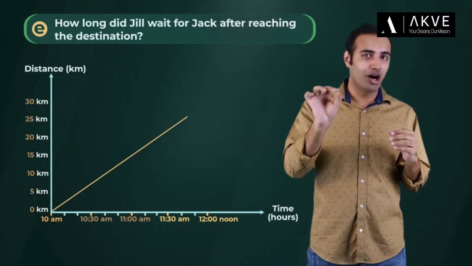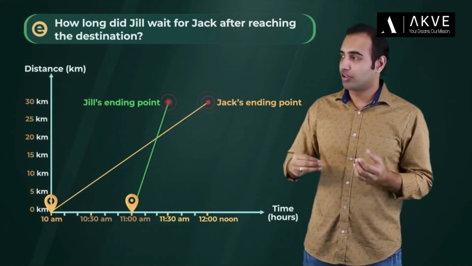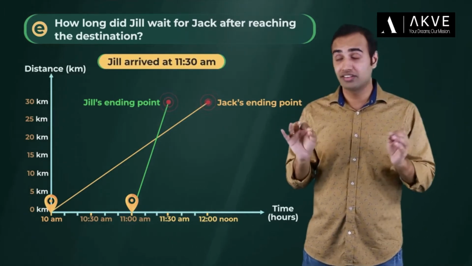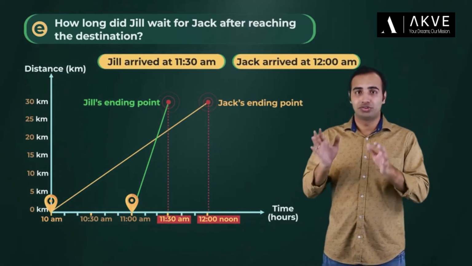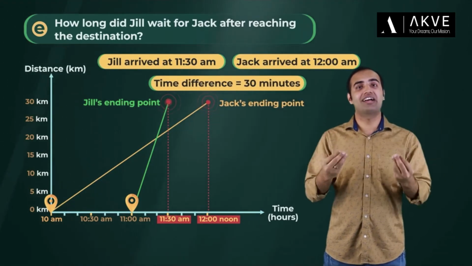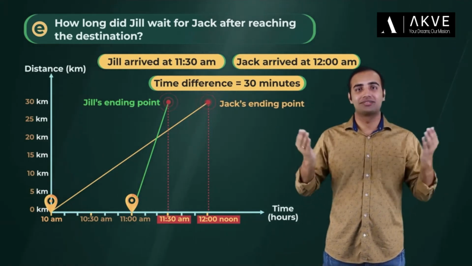And the last question was how long did Jill wait before Jack arrived at the destination? From the distance time graph, you can directly see that Jill arrived at the destination at 11:30 am, but Jack arrived at 12 noon. So this means that Jill had to wait for 30 minutes before Jack arrived at the destination. And that is the answer for our final part, guys.